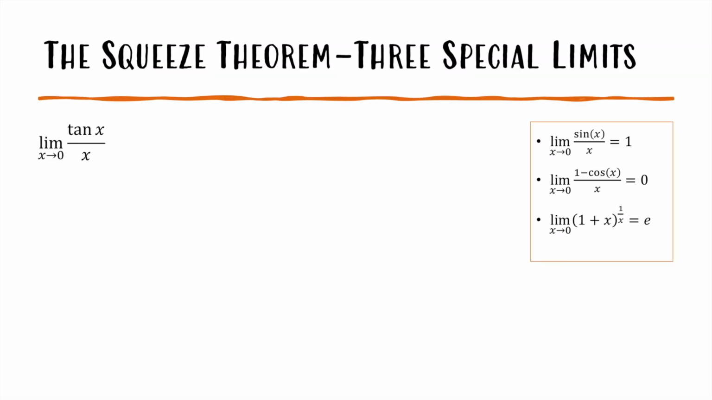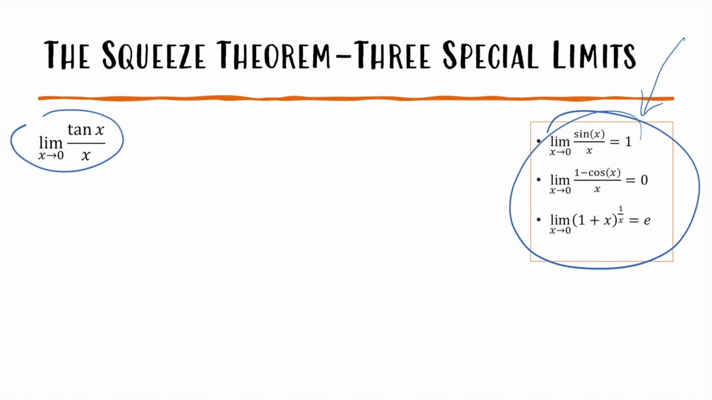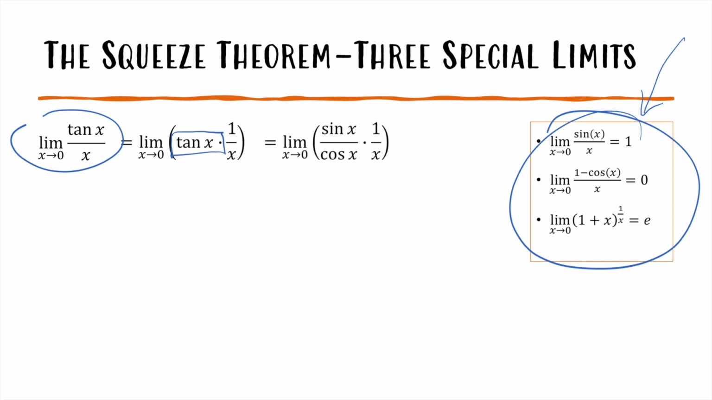Okay, using these 3 special limits, let's do a couple problems together. The limit as x approaches 0 of tangent x over x, that doesn't match any of those. But if I can manipulate it a little bit, I might be able to find one of these special limits hiding inside of our problem. So the first thing I'm going to do is just separate those 2 functions. So I've got tangent of x times 1 over x, and then tangent of x I can rewrite as sine over cosine. I'm getting closer here.